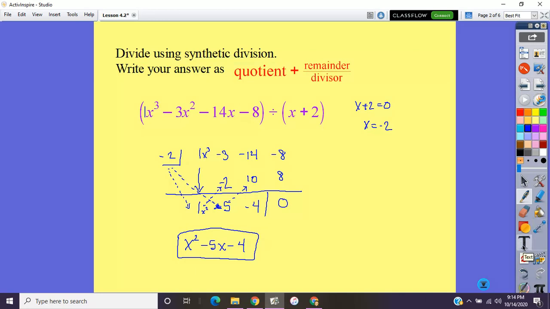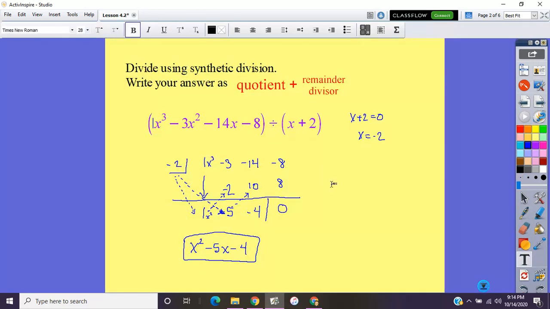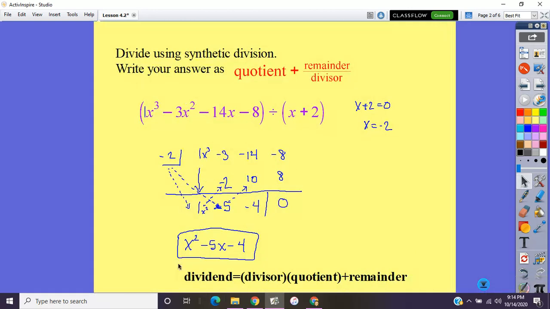Every now and then you will see, instead of it written like this, it'll ask you to write it like this. We're going to have our dividend equals our divisor times our quotient plus the remainder. It's just another way of writing it, but really either one's going to be okay. So just pay attention to the directions to see how this works. And if that's the case, let's change colors so we don't get it mixed up.